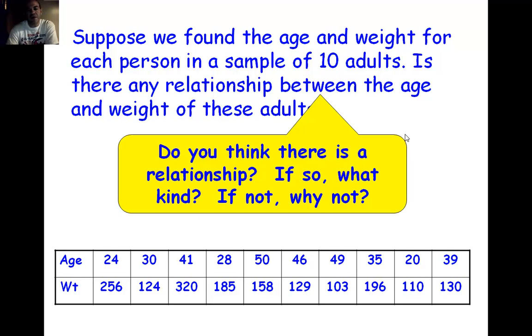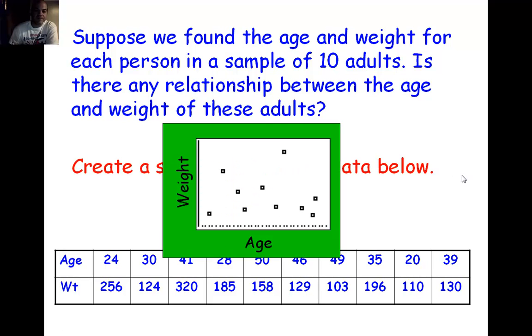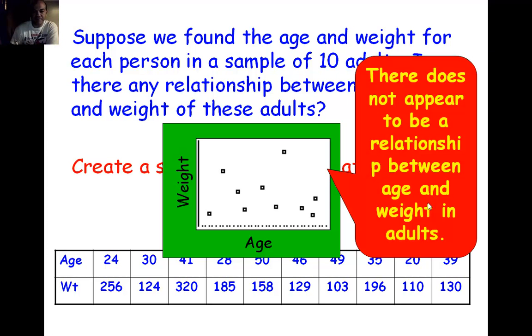And so, is there a relationship? And if so, what do you think? If not, why not? So, a great way to visualize whether or not there's a relationship is to draw a scatter plot, which is basically plotting each of these points as x and y coordinates on a graph. And so here's what the graph might look like. If you look at the scatter here, there doesn't appear to be any real pattern in the data.